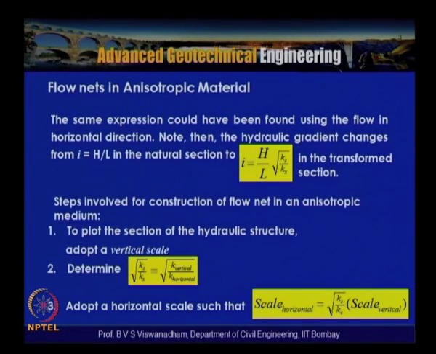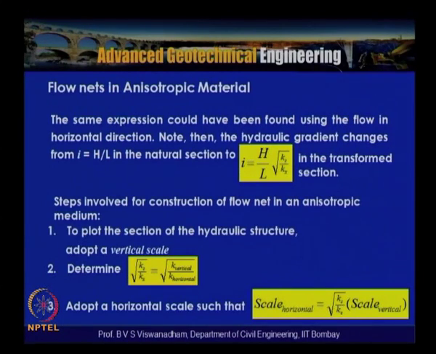So how to construct flow nets for anisotropic cases? The procedure is given here. The same expression could have been found using flow in the horizontal direction, but note that then the hydraulic gradient changes. We have taken the vertical direction, but the same can be applied for the horizontal direction also. In that case, the hydraulic gradient is h by L in the natural section, and in the transformed section it will be h by L into root over kz by kx.